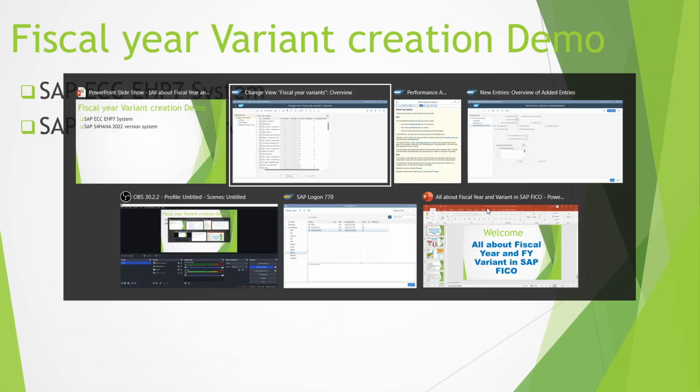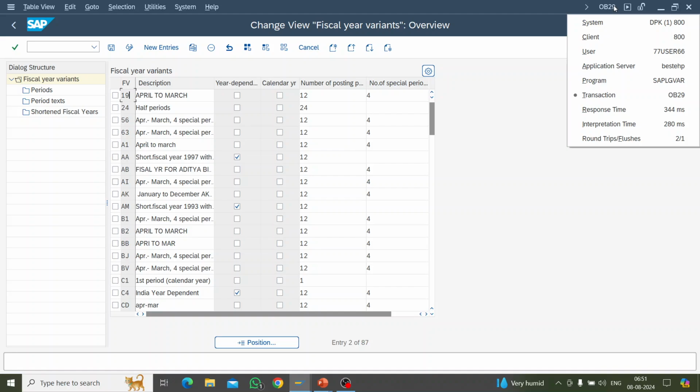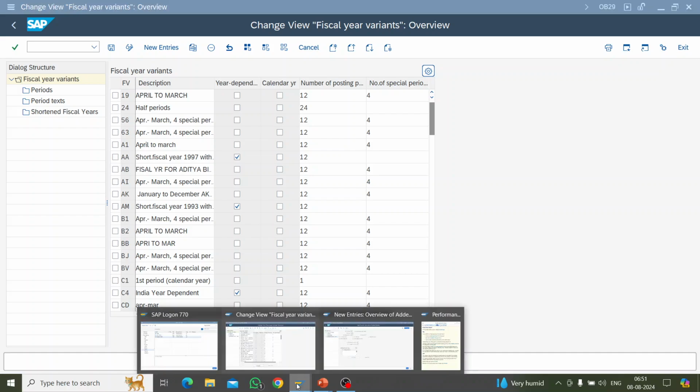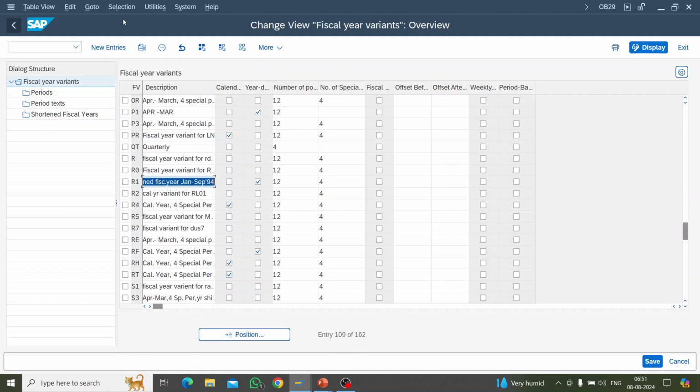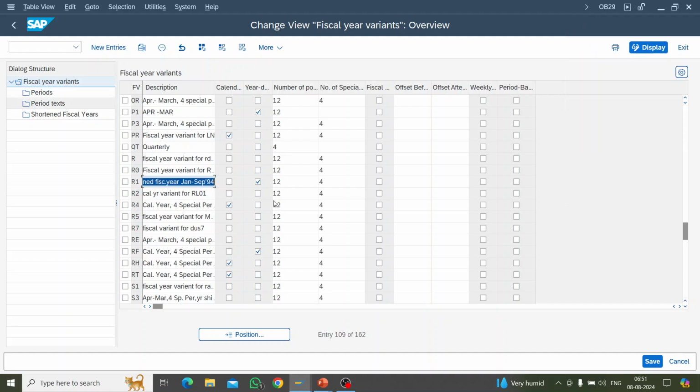Let me show you quickly in probably one of the systems. I think this one is S4. No, this is not S4, but let me show you. S4 also has the same thing only. There are no changes as such with regard to the fiscal year variant. So if I come over here, this is S4, correct? See, suppose I want to prepare a new fiscal year variant.